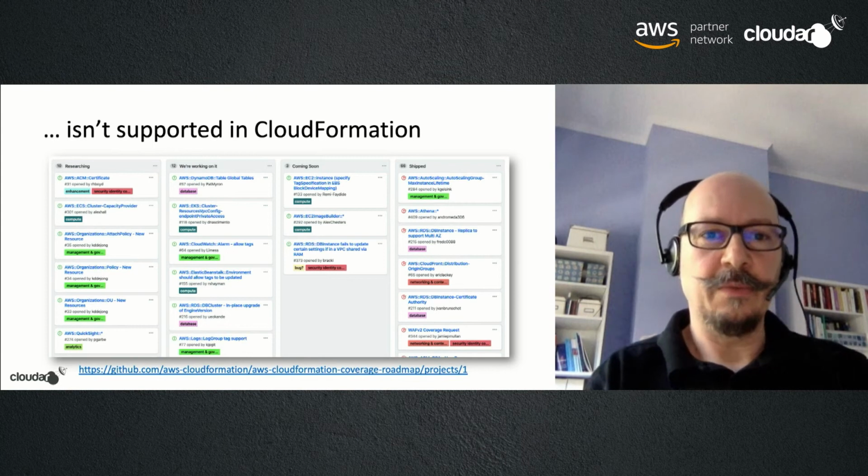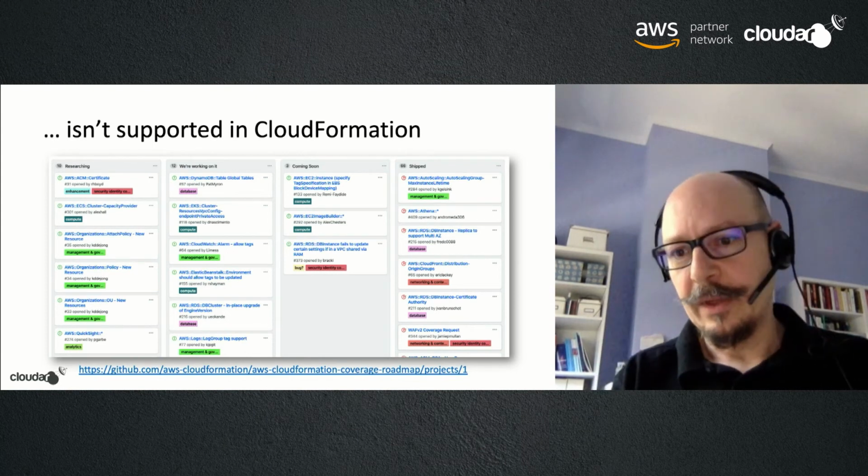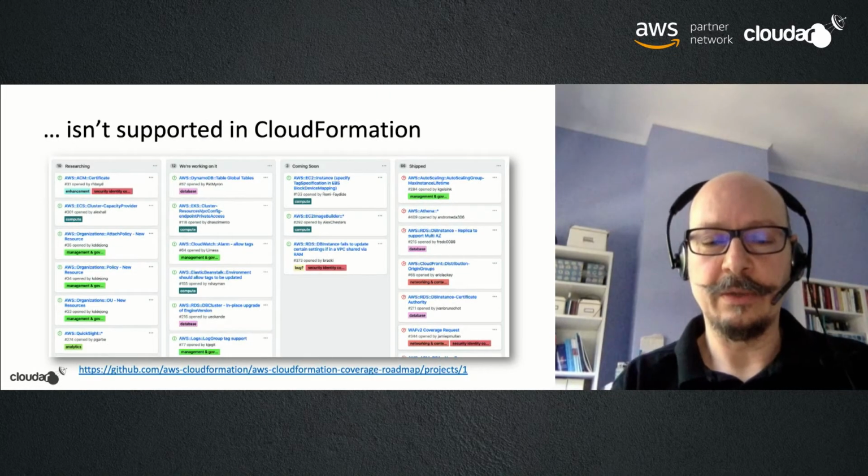So recently, the CloudFormation team has made their roadmap public. It's quite handy. It's available there on GitHub, like it is for other AWS solutions. So you can directly see exactly what the team is working on, what is coming soon, what has just shipped, and things that maybe they are still researching and that have not yet made their way to the roadmap.